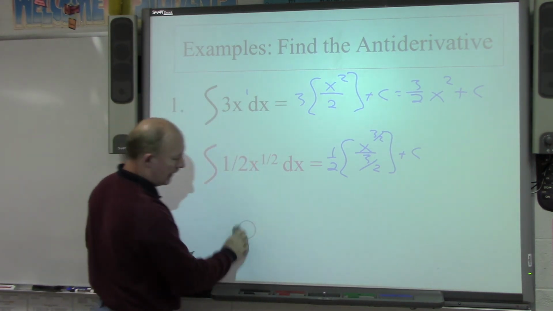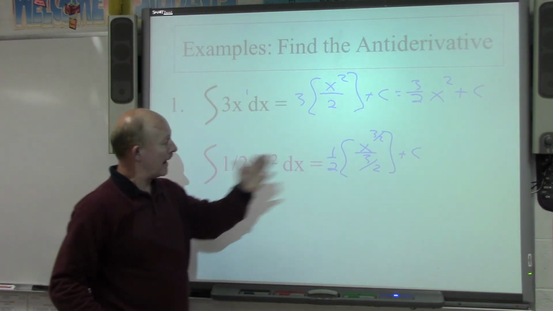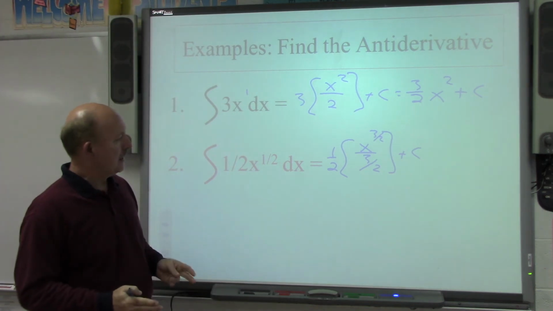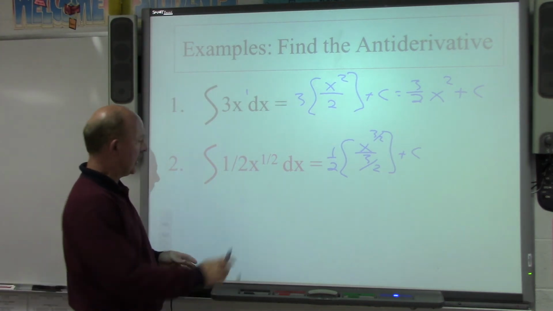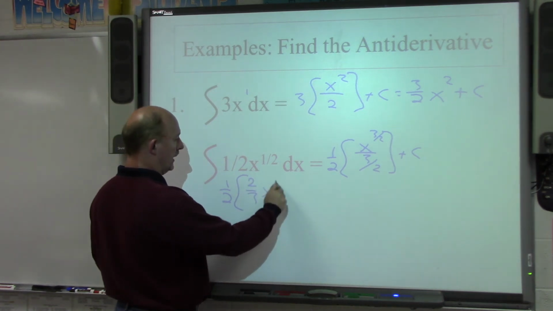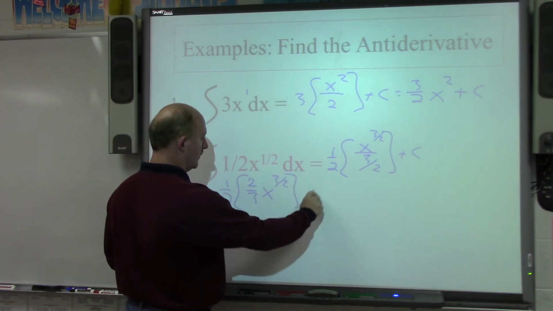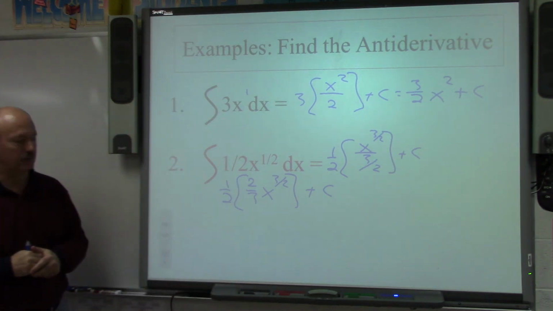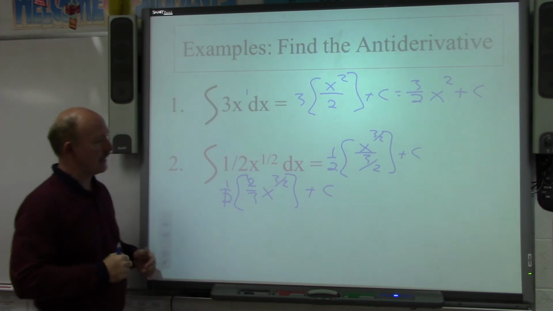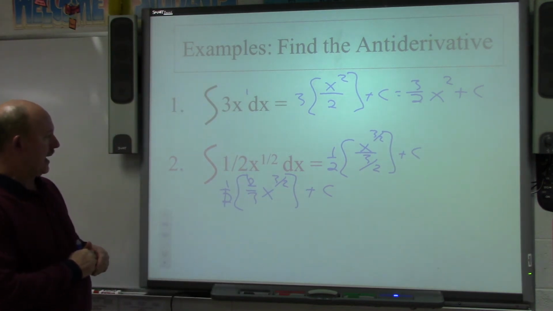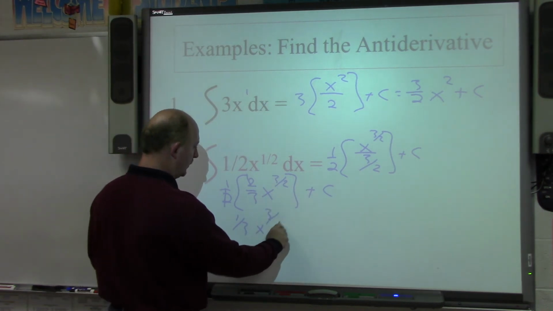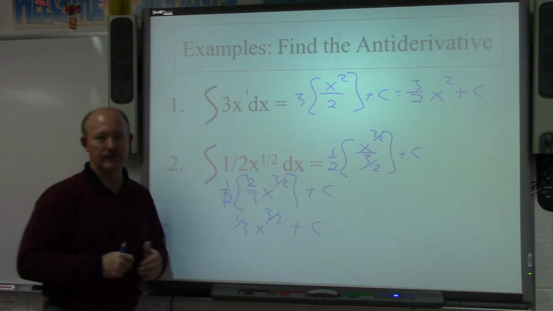Now we want to simplify this a little bit. You've got this fraction, right? Instead of dividing by 3 over 2, we're going to multiply by the reciprocal of that fraction. So we end up now with 1/2 times 2/3 x to the 3/2 power plus c. So you can see that step. Now what happens here, the 2's kind of cancel each other out, so those are going to cancel. And that leaves us with what? 1/3 x to the 3/2 power plus our constant of integration.